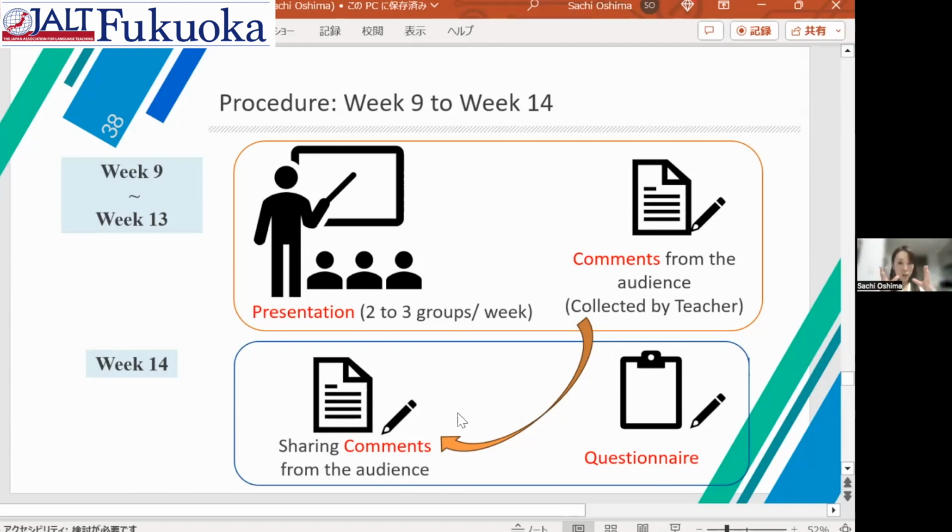Okay, this comment is from your group. This comment is from your group. So everybody got the comments at the same time. And then finally, I asked their impression, or I asked how they feel about this English song introduction activity, as a post-course questionnaire.